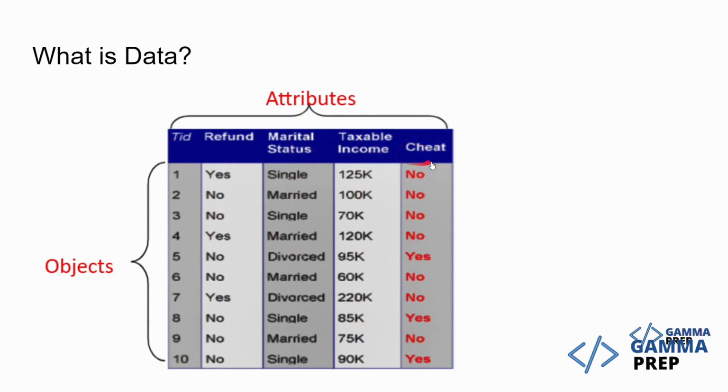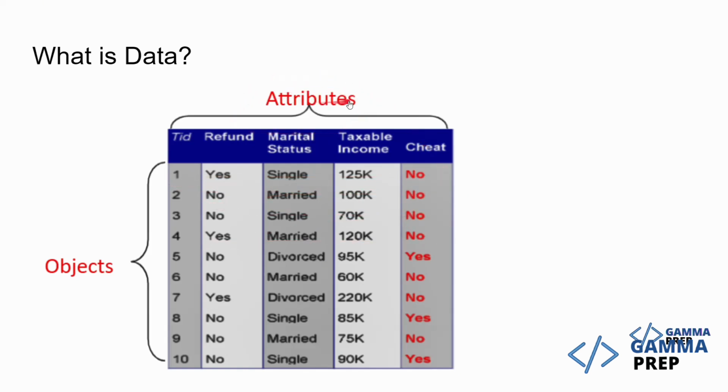And if cheat is the target attribute, then what type of learning algorithm would it need? A classification algorithm or a regression algorithm. Obviously, we are trying to predict the cheat. So it's supervised learning. Since here we have a category to predict which can only be yes or no, it's a classification problem. And all of these rows will be called objects.